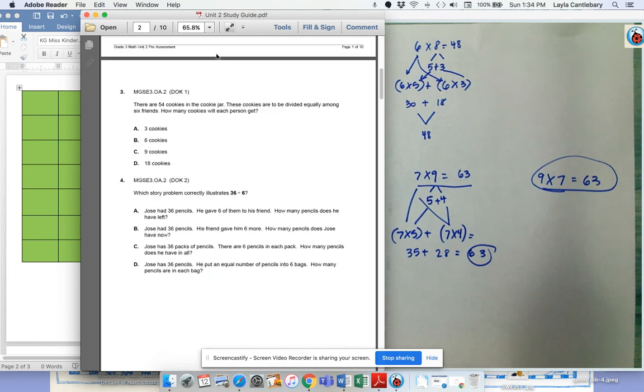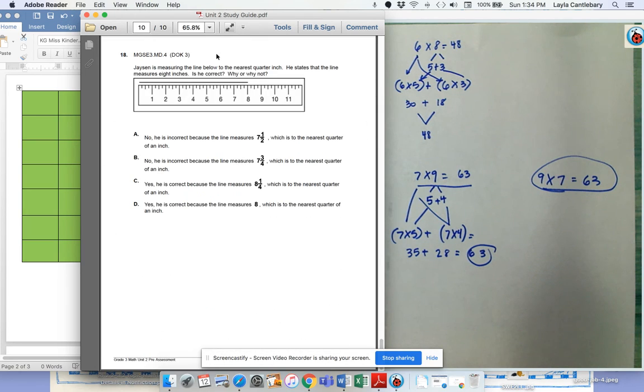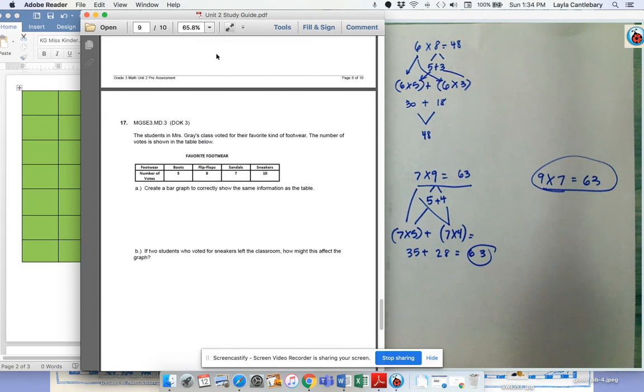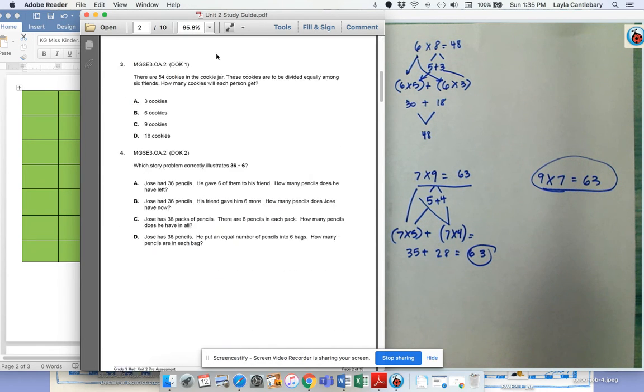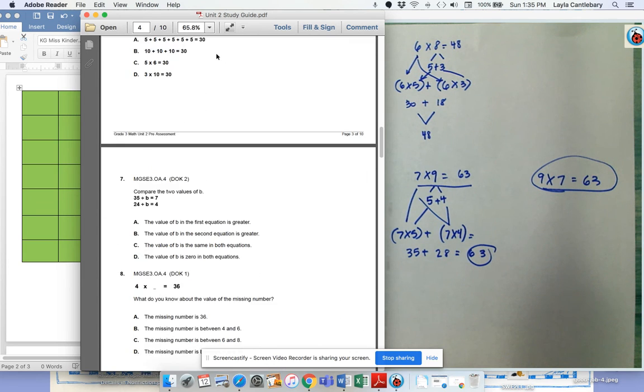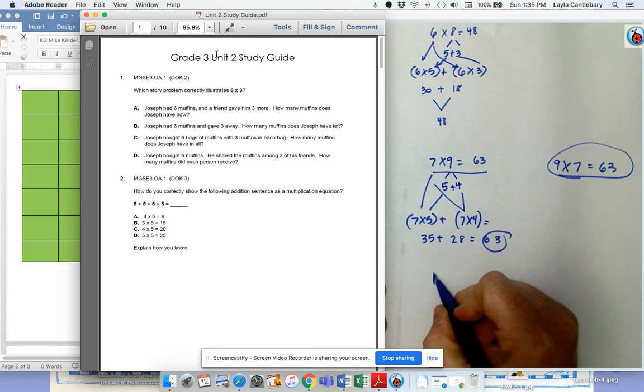Here is our study guide, and you can see your study guide is pretty long. You're not going to do number 18. Do not do number 18. But we're going to do half of it today and half of it on Wednesday. So you're going to do 1 through 6 today. So today, 1 through 6.